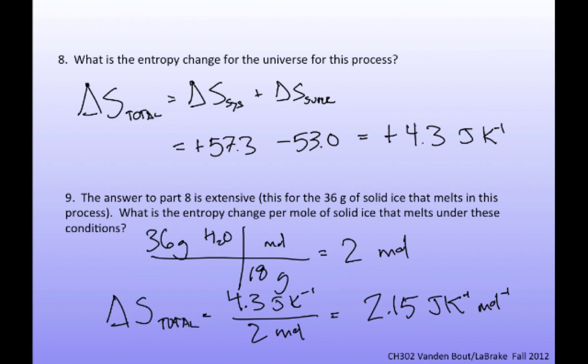So now we've merely verified that this process is spontaneous. We all know that ice melts at room temperature, but here you can see that ice melts at room temperature. Why? Because it leads to a total increase in the entropy.